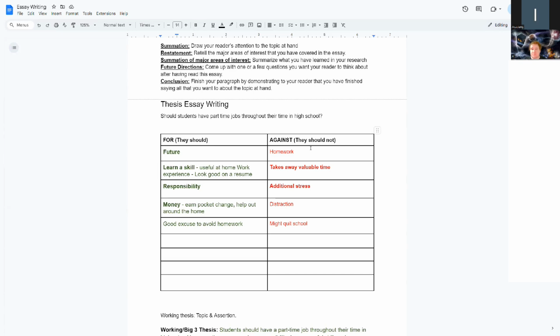Yes, and that would be a different type of essay. If you do not take a specific stance, if you do not decide that students should or should not, you can say there are multiple reasons to consider as to why students should or should not hold part-time jobs while they are in high school.